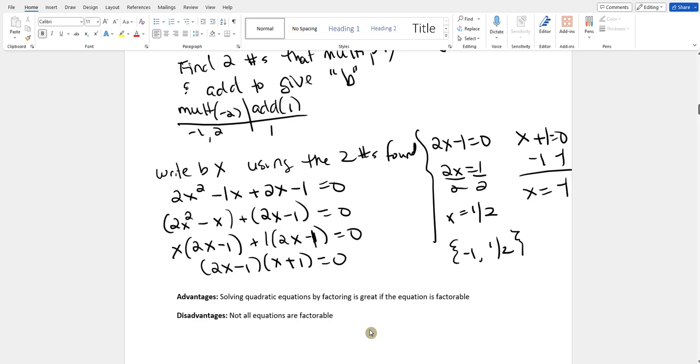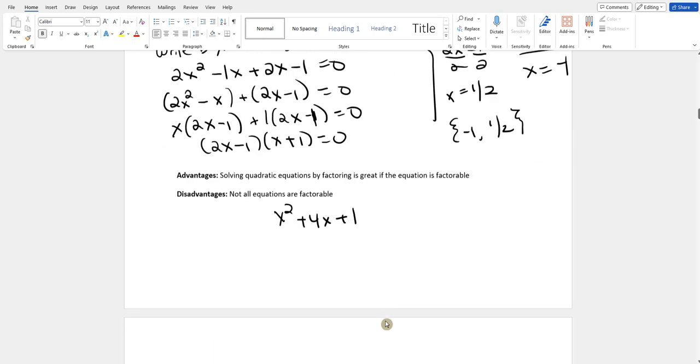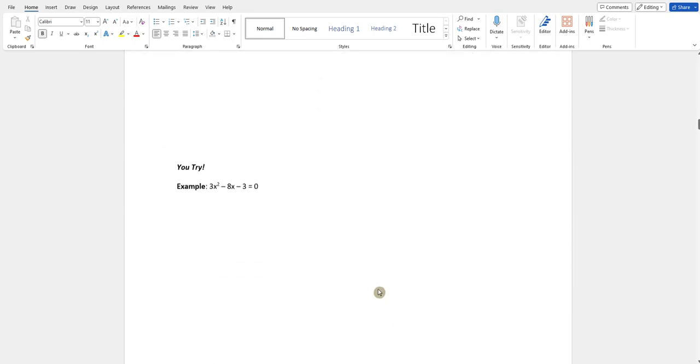So the advantage of factoring is it's great to solve quadratic equations if your quadratic equation is factorable. The disadvantage is not all equations are factorable. So for example, x squared plus 4x plus 1 is not something that you're able to factor. Okay, I have a Try problem here, and you can go ahead and do this on your own. The answer will be -1/3 and 3.